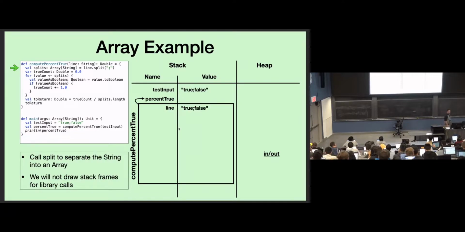There's a lot going on with this method call. So we'd have to go into the code for the split method and see how that works and dig through Scala source code. Nah, let's not do that, right? Can we skip all that?